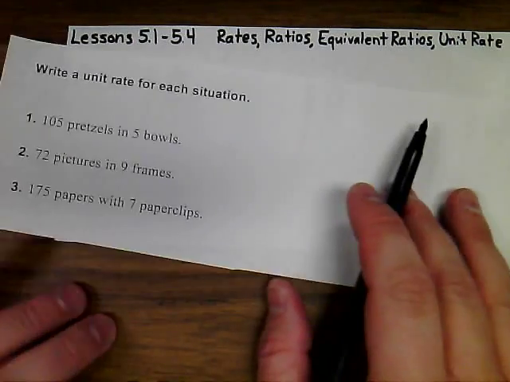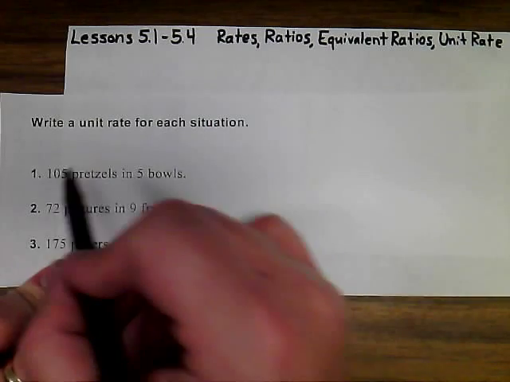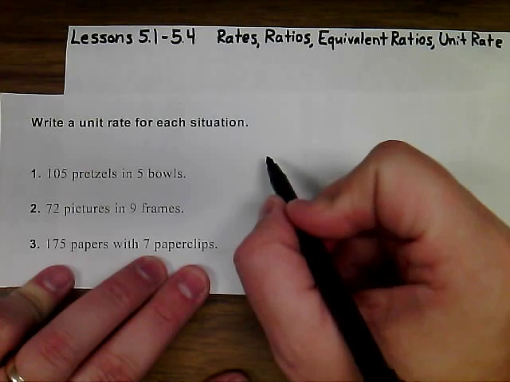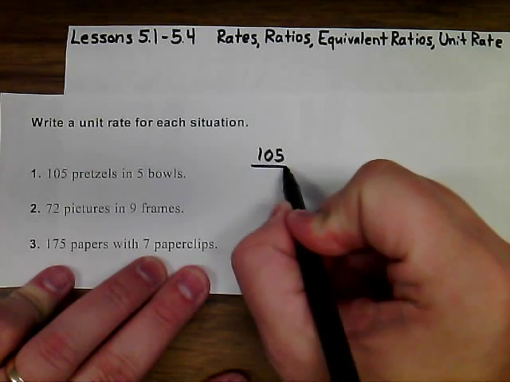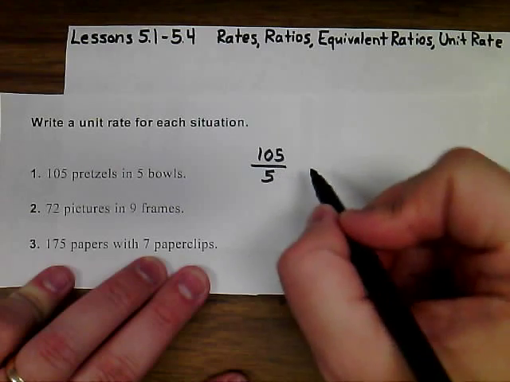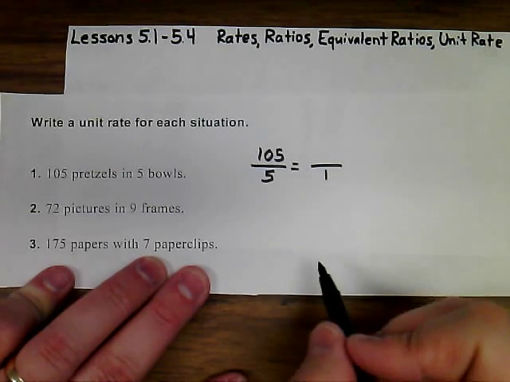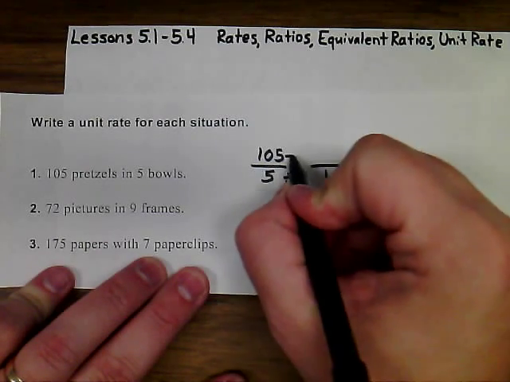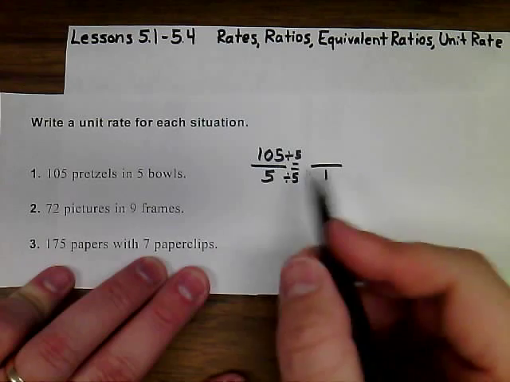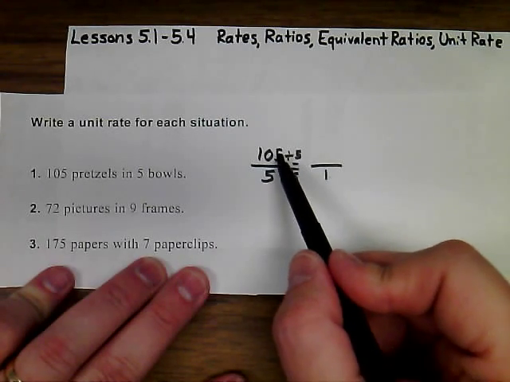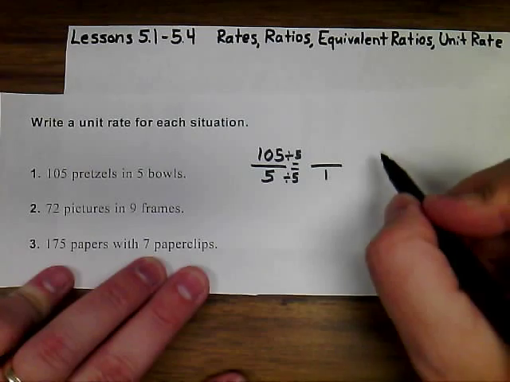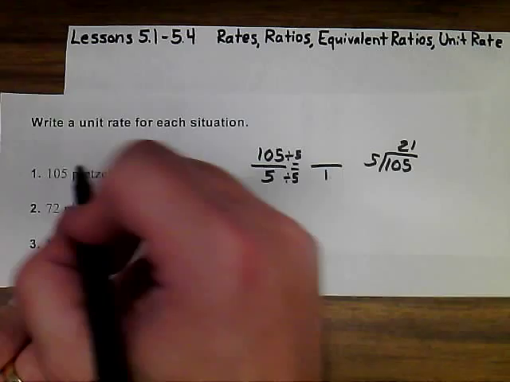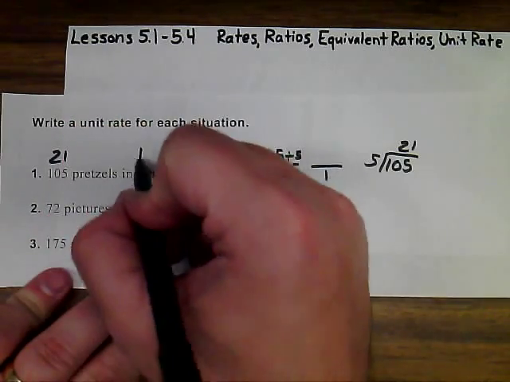Here's an example of how we could figure out unit rate. So if there are 105 pretzels in 5 bowls, we want to know how many pretzels are in 1 bowl. And we could do that. We could write our rate in fraction form, and we basically just divide, because what we're essentially doing is writing an equivalent ratio with 1 as the second term. Since you would divide this by 5 to get 1, you divide this by 5 to get your missing number. What we've learned, though, is if you just divide this by this, it will give you this amount. So 105 divided by 5 is 21. So there are 21 pretzels in 1 bowl.